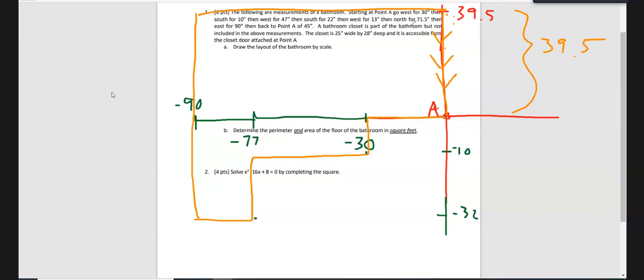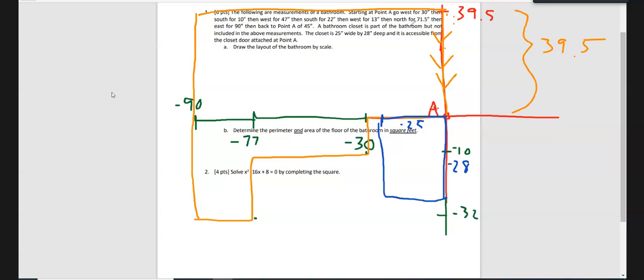So that must mean that 25 inches wide. Okay, so this is 25 inches wide by 28 inches deep. So here's your closet. I guess those negatives don't really matter. I was just putting it on a graph. Sure. Yeah, they really don't matter.